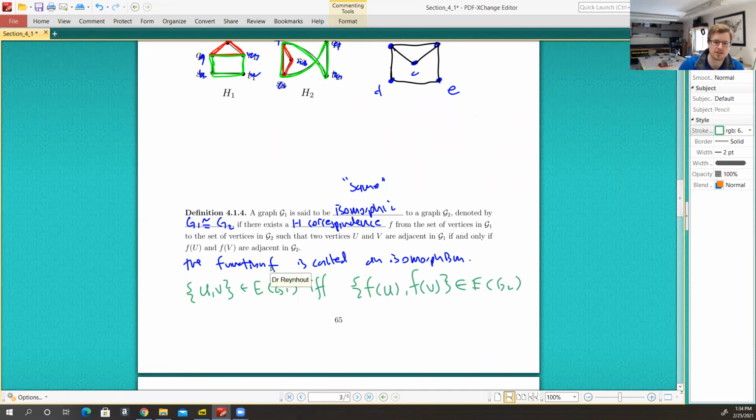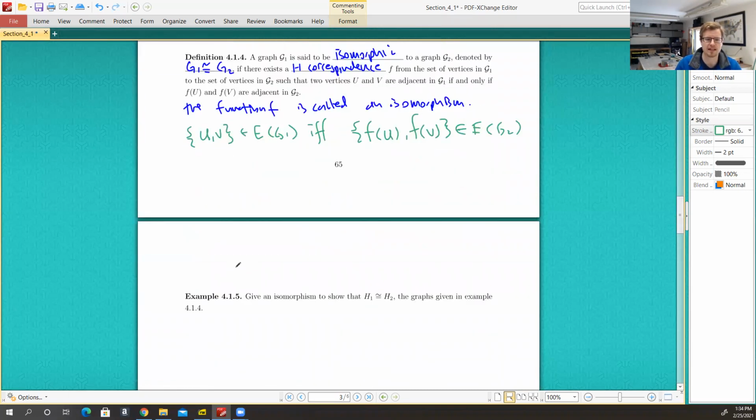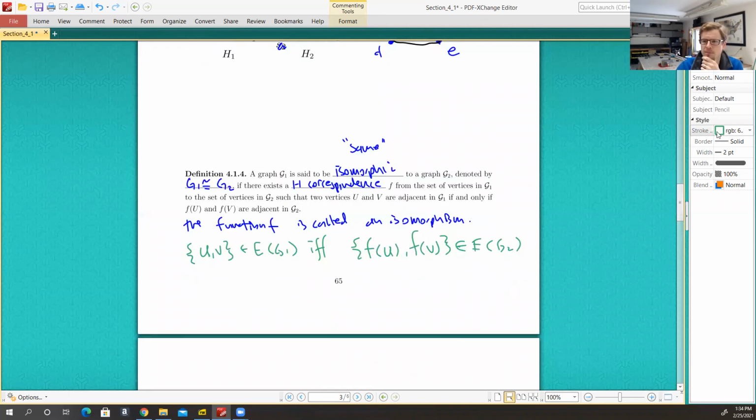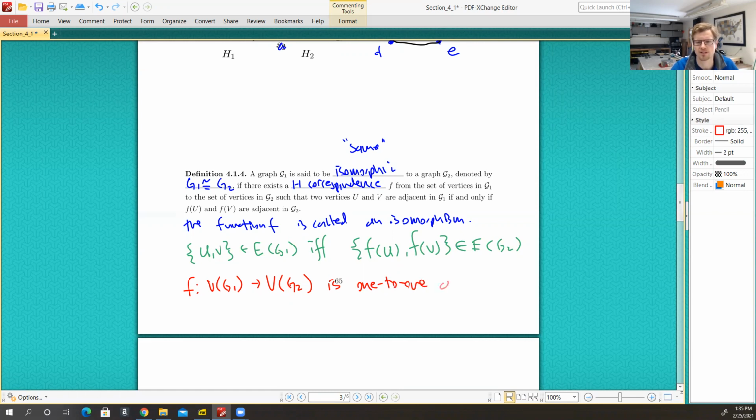What does that look like? We'll take a look at that in this example here. We're going to revisit this guy. But to remind ourselves of one more thing, let's also remember that the function f, which we're saying goes from the vertex set of graph 1 to the vertex set of graph 2, is a one-to-one correspondence, which means it is one-to-one and onto. So it has both of those qualities. So that's an isomorphism, takes vertices to vertices.